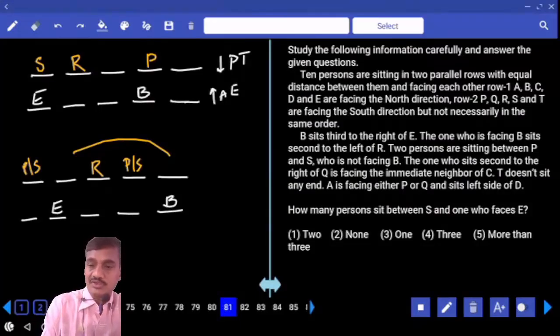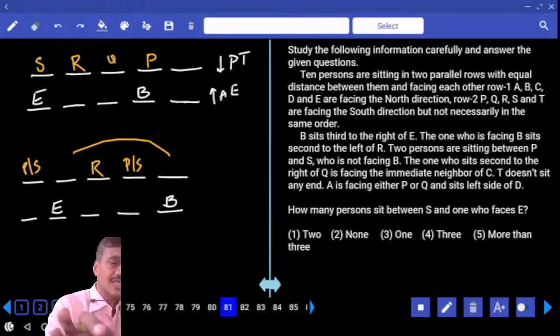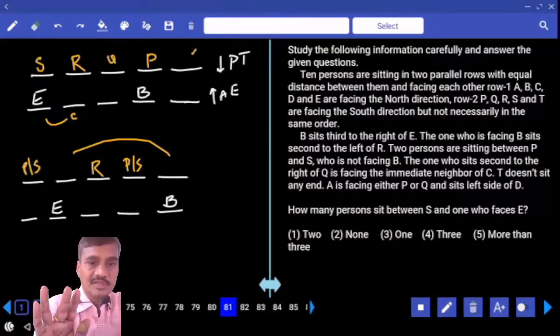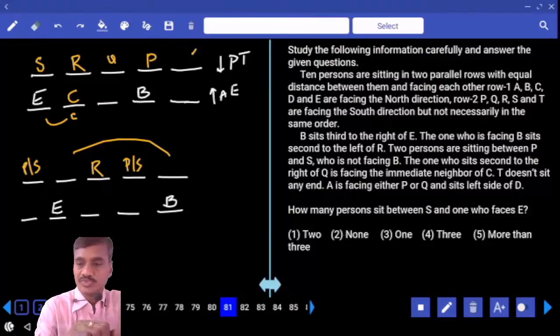The one who sits second to the right of Q. Now here we are talking about whom? Second to the right of Q is an immediate neighbor of C. Now we can have Q at this place or not. If Q is here, we can have C at this. The one who sits second to the right of Q is facing an immediate neighbor of C. Or if Q is here, then also an immediate neighbor of C. And in both the cases, where should this C be? C must be at this place. And Q's position is not known.